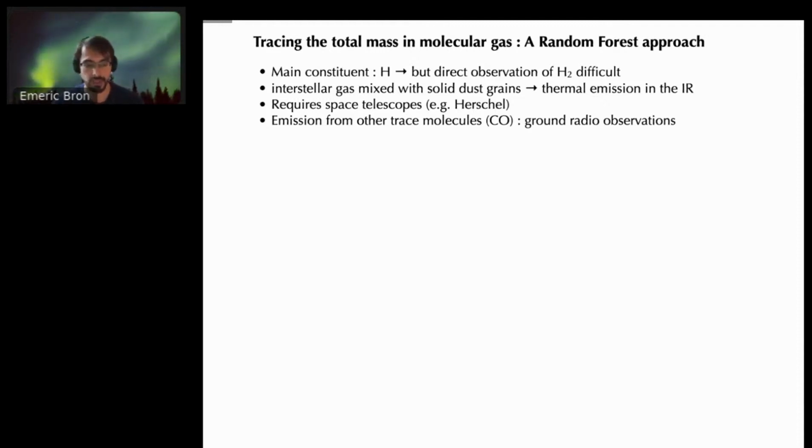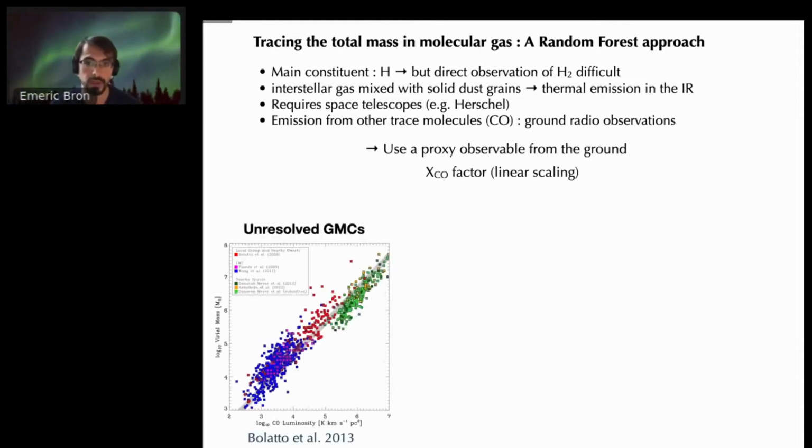Other approaches rely on using trace molecules of the gas, in particular CO, using the assumption that except for the surface of the cloud, in a molecular cloud, all of the gas phase carbon will be locked in CO. And so CO should be a good tracer of the full mass of the molecular cloud, the full quantity of matter along the line of sight. So what's done usually is using a simple linear scaling with an XCO factor.